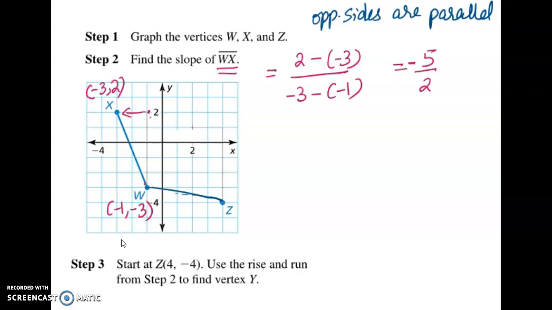I can follow the same path, start at Z. The Z coordinate is 4 and -4. I can go up 5, 1, 2, 3, 4, 5, and instead of going right, I will go left because I have a negative slope. So 1 and 2, I will land here. And that is the vertex we are looking for, which is vertex Y. And this is coordinate 2 and 1.